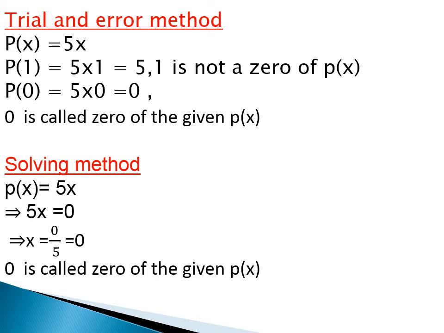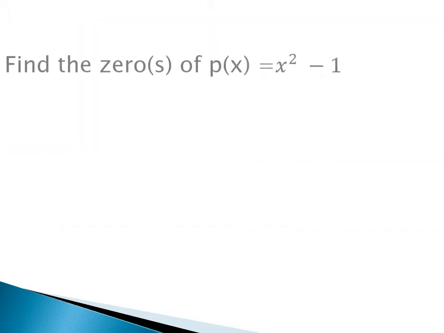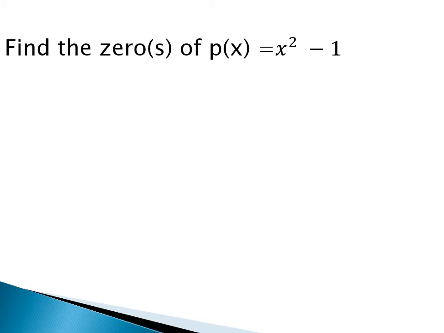So now we will go for the solving method only. We are going to do one more example. Let us see how it is. Find the zeros of p of x equal to x square minus 1. Then x square minus 1 equal to 0, we have to do, right? Solving method only we are doing now. X square minus 1 equal to 0. Let us see.